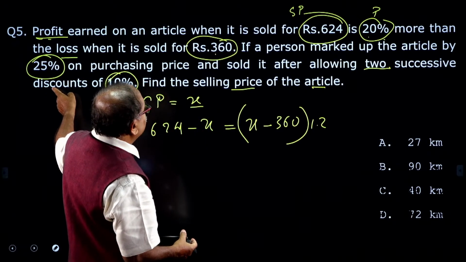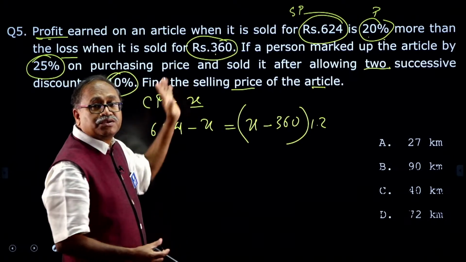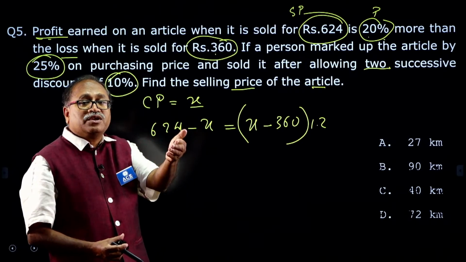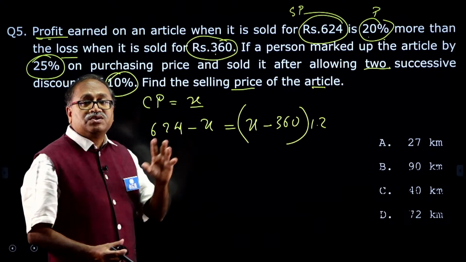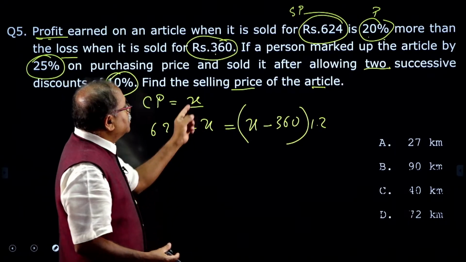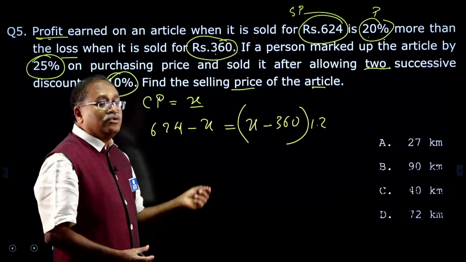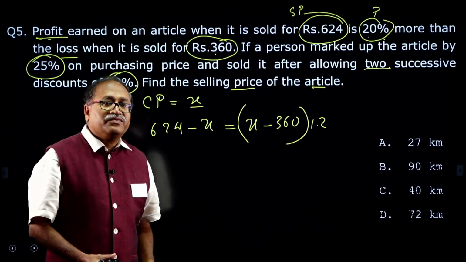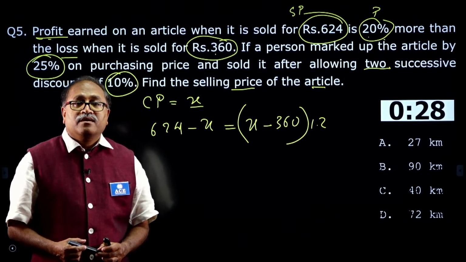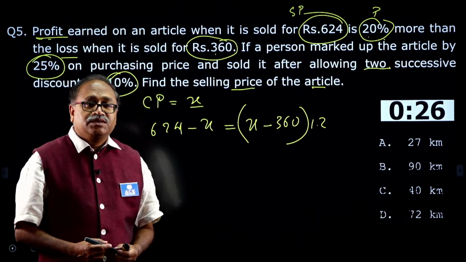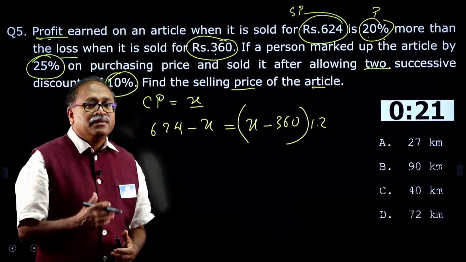Now, it is said that the article is marked up 25% on the purchase price. So, once you get the cost price, you can get the marked price also, and after allowing 2 discounts of 10%, what is the selling price of the article? Everything depends on getting the value of x. Come on, my dear friends. I will give 30 seconds for you. Some of you will definitely be able to answer it. For some, it is a revision.